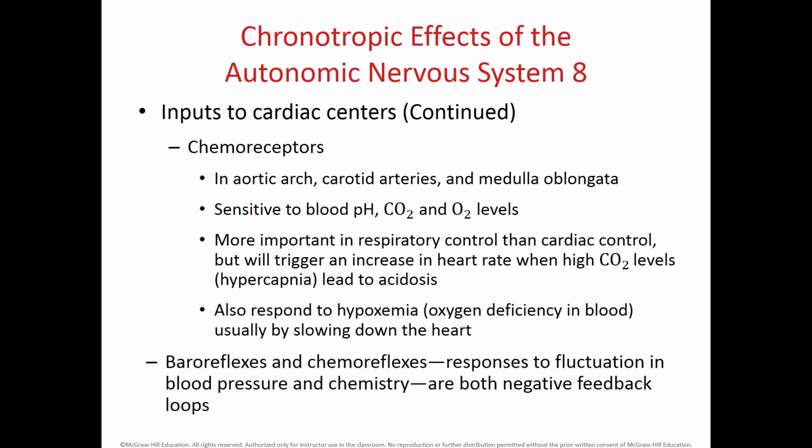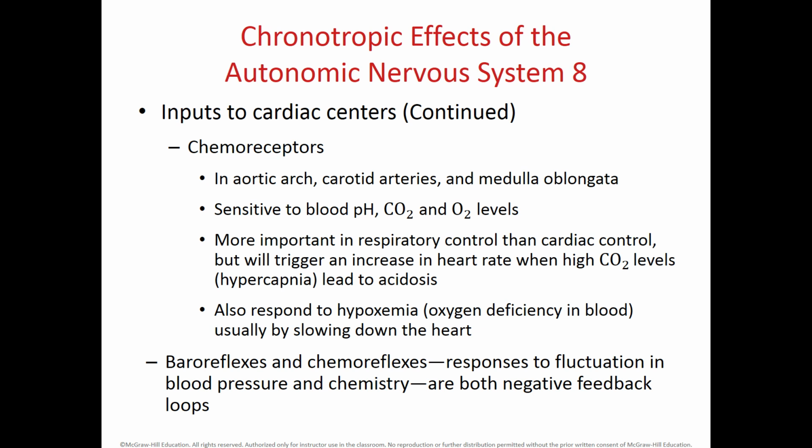Along with that, your cardiac centers also receive input from chemoreceptors. Similarly to the baroreceptors, we have these chemoreceptors in the arch of the aorta, the carotid arteries, the medulla oblongata, and also within some centers within the brain that receive signals about the amount of hydrogen ions, so they detect the blood pH, and also the levels of CO2 and oxygen. And depending on what the problem is, it will be the effect.